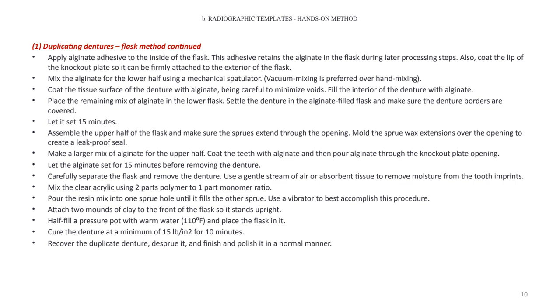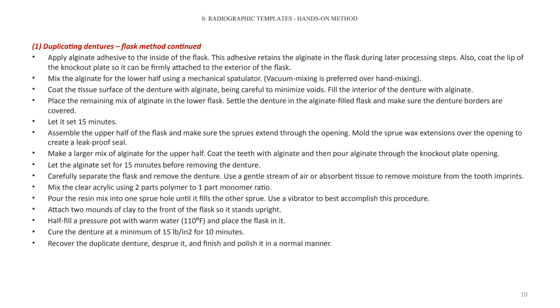Coat the tissue surface of the denture with alginate, being careful to minimize voids. Fill the interior of the denture with the alginate. Place the remaining mix of the alginate in the lower flask. Set the denture in the alginate-filled flask and make sure the denture's borders are covered. In other words, apply the alginate impression material over the denture and make sure that every undercut and every detail of the denture is covered by the alginate. Let it set for 15 minutes.